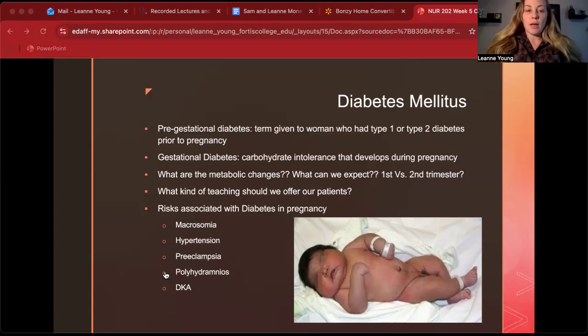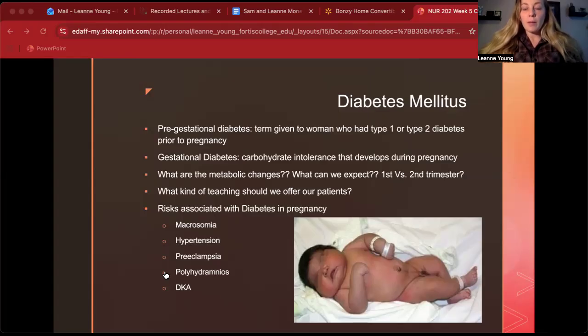So pregestational diabetic is a term given to a woman who has had type 1 or type 2 diabetes prior to pregnancy. So these are women that have been dealing with this disease before the onset of their first pregnancy. Okay. Gestational diabetes, you guys can put these two together. This is what happens whenever women develop diabetes during their pregnancy. Okay. It's the carbohydrate intolerance that develops during pregnancy.